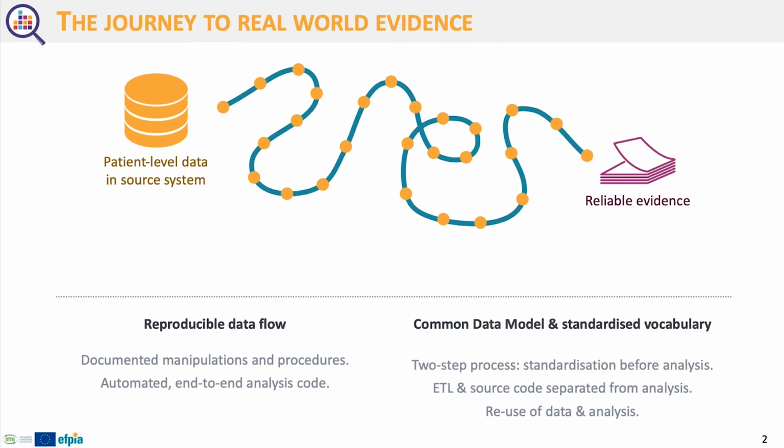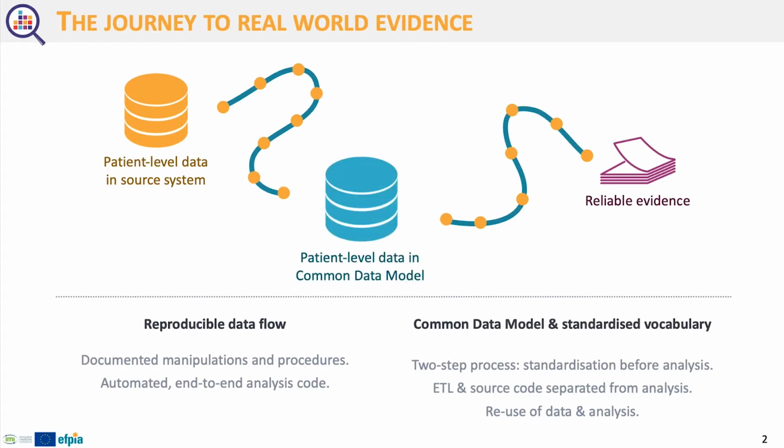If we want to reach our goal and maximise the potential of real-world evidence, we really need to begin a journey where patient-level data in a source system is ultimately linked to patient-level data in a common data model. And this can ultimately enable reliable evidence to be generated. In short, we need to create a reproducible data flow with documented manipulations and procedures and an automated end-to-end analysis code. And we also need to work from a common data model and a standardized vocabulary.